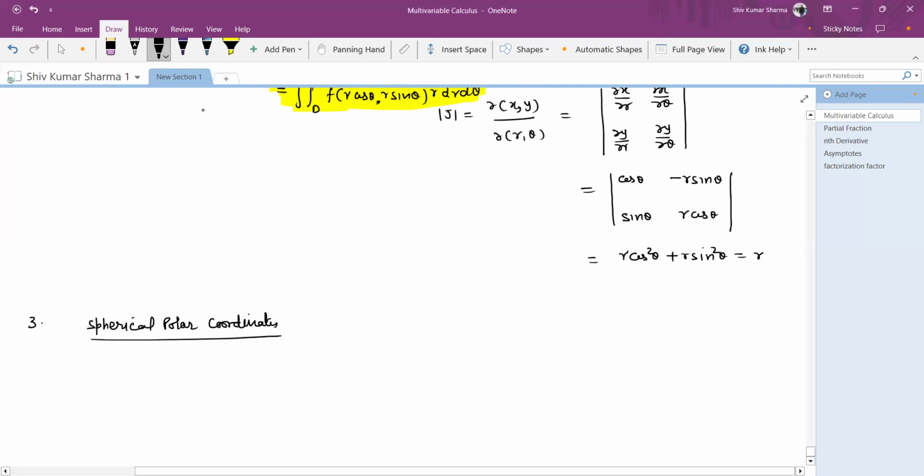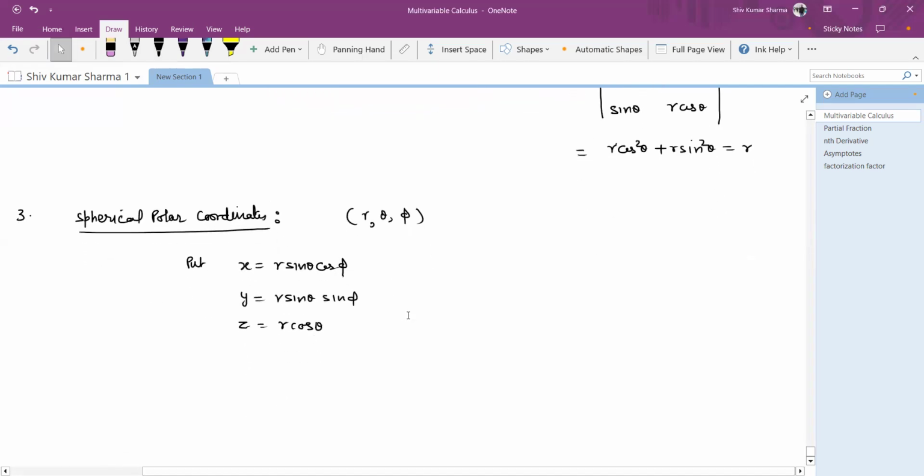For spherical polar coordinates, you know that the spherical polar coordinates are r, theta, and phi. So here we use the substitution: x is equal to r sin theta cos phi, y is equal to r sin theta sin phi, and z is equal to r cos theta. So these are the spherical polar coordinates when we convert from Cartesian to polar.